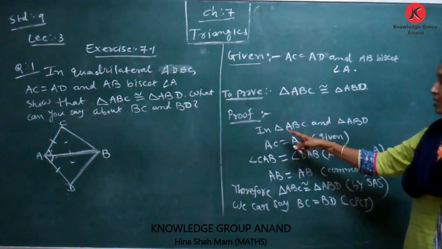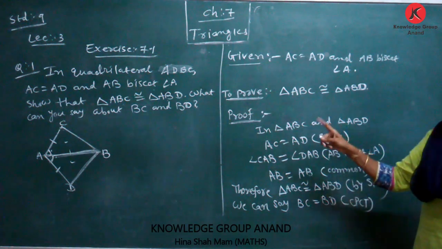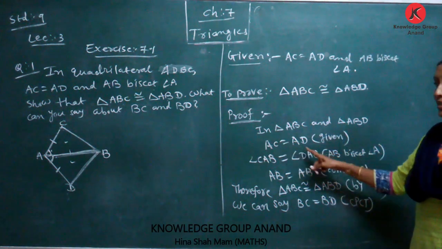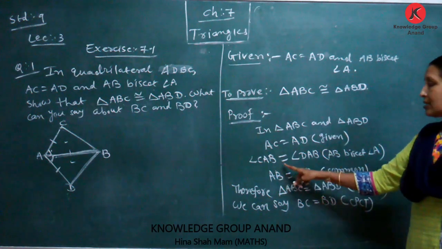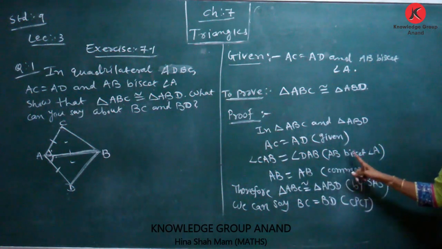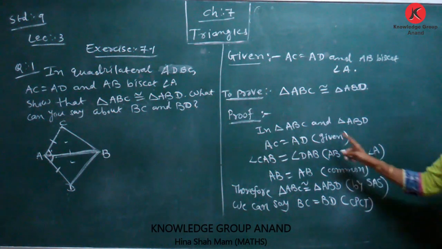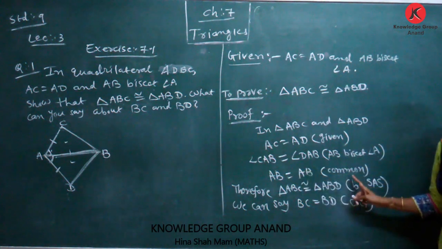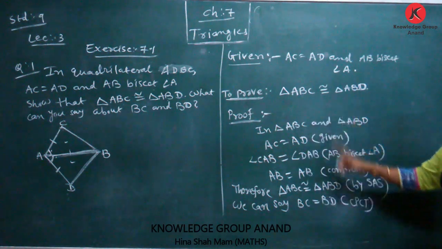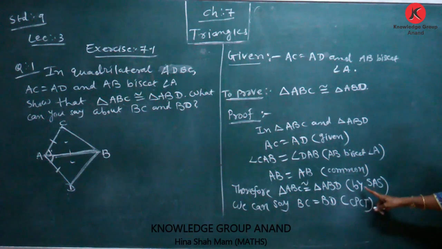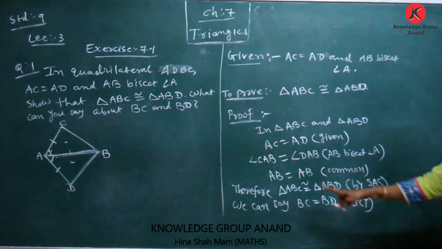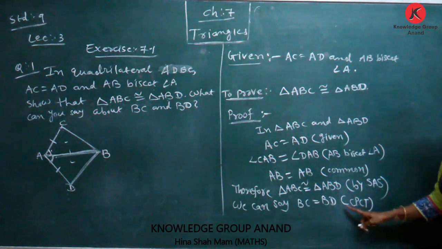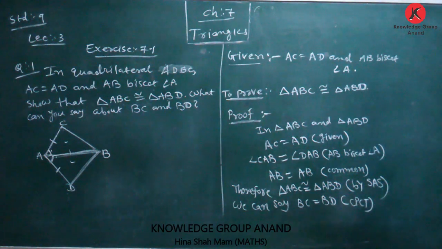we look at the two triangles ABC and ABD. AC is equal to AD, given. Angle CAB equals angle DAB, since AB bisects angle A, and AB is equal to AB, which is common. Therefore, the two triangles are congruent by SAS, and we can say BC is equal to BD. Now our question number 1 is complete. Write question number 1 in your notebook.